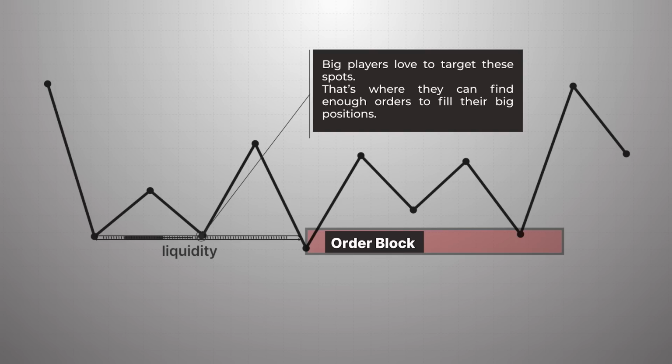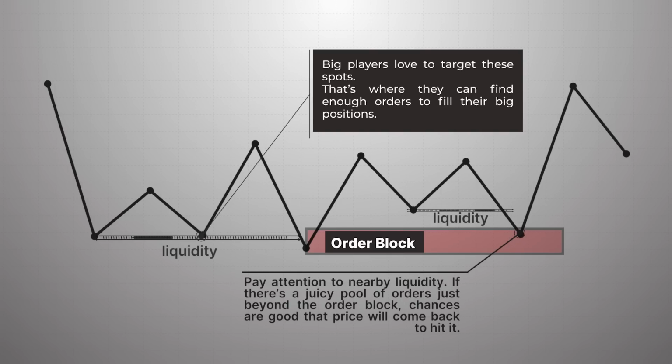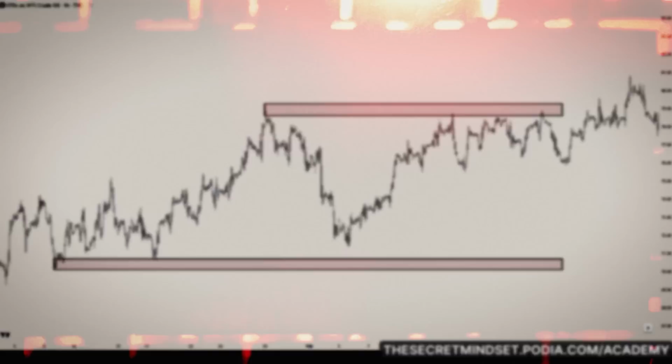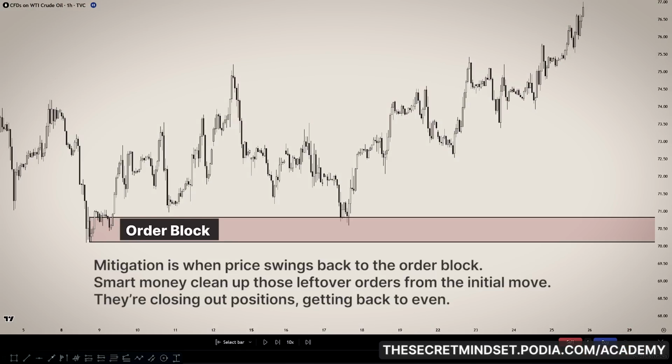So when you're looking at order blocks, pay attention to nearby liquidity. If there's a juicy pool of orders just beyond the order block, chances are good that price will come back to hit it. This is part of the mitigation phase.